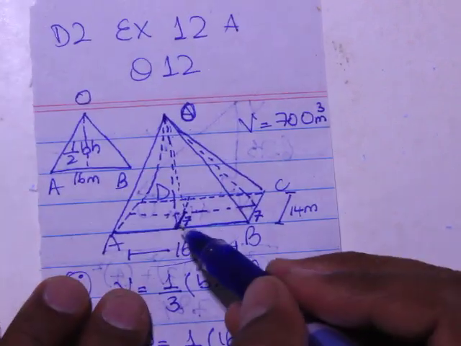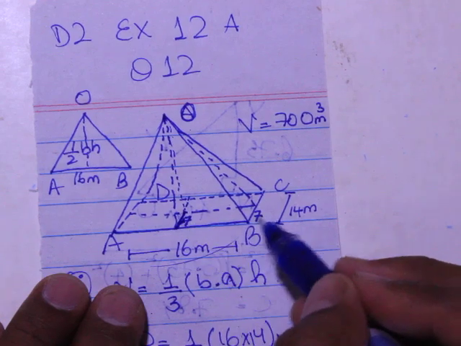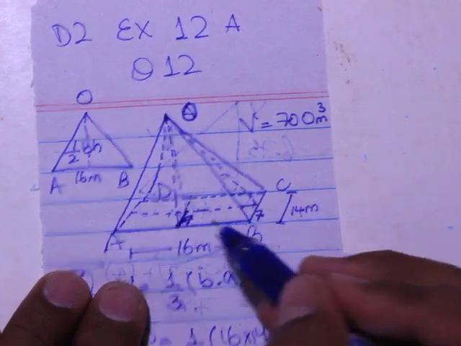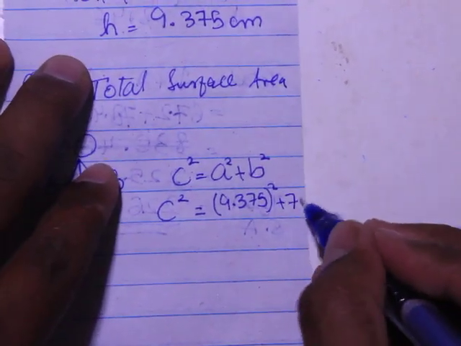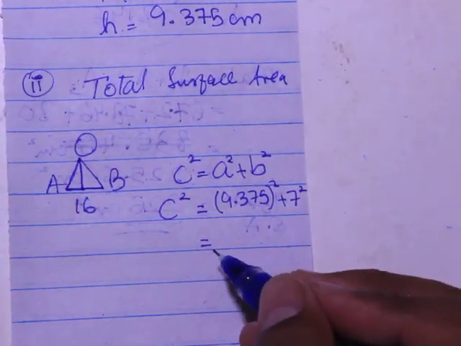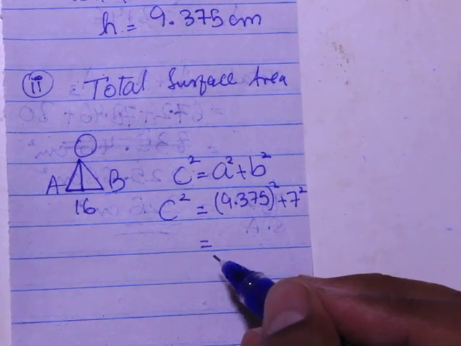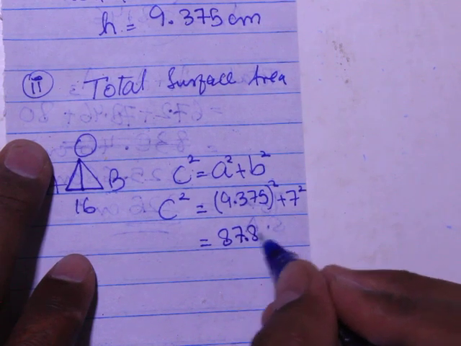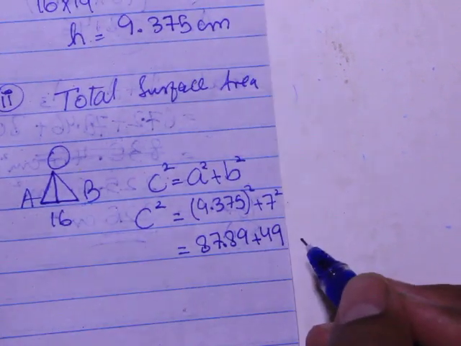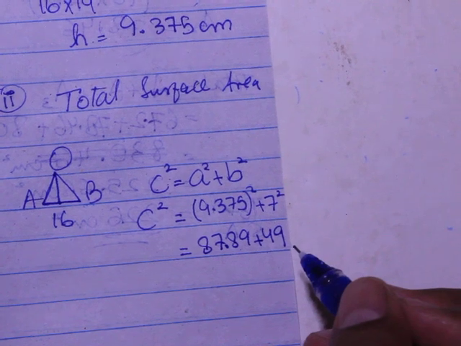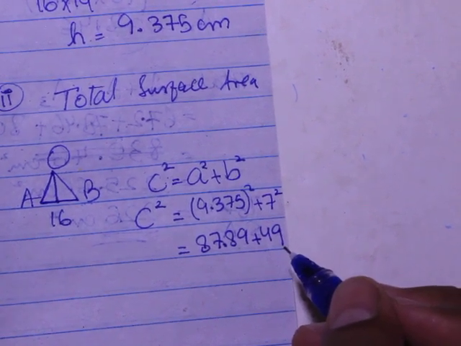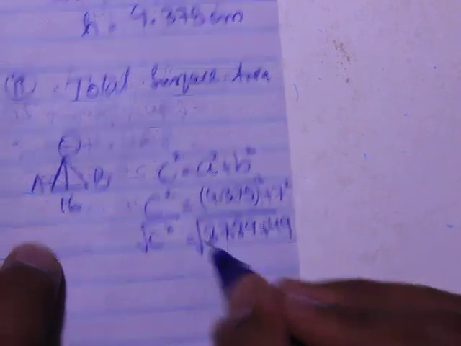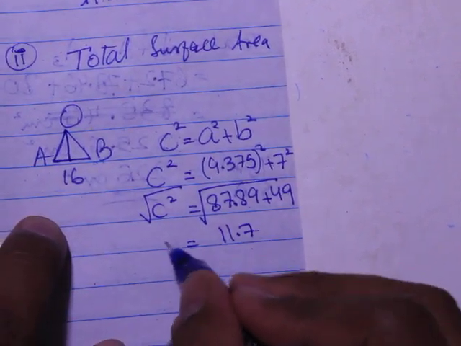Plus we want this one side, this is 7 centimeter because it is parallel to BC and half of BC is 7 centimeter. So square of this value is 87.89 plus 7 into 7, 49, and then the square root of the whole value, so this is 11.7.